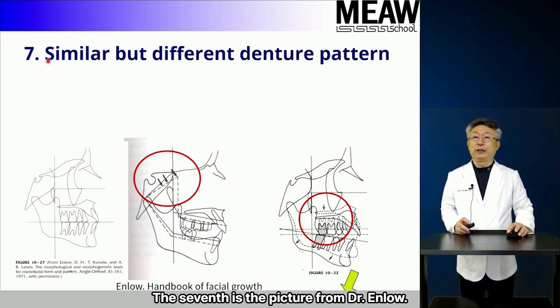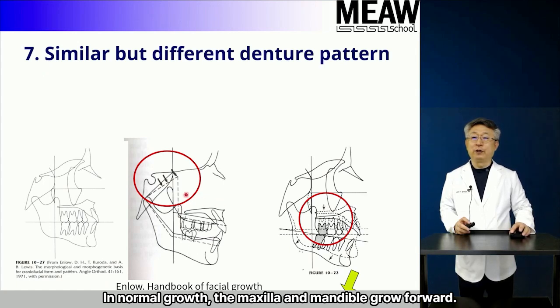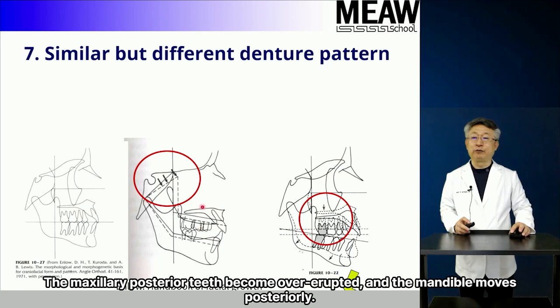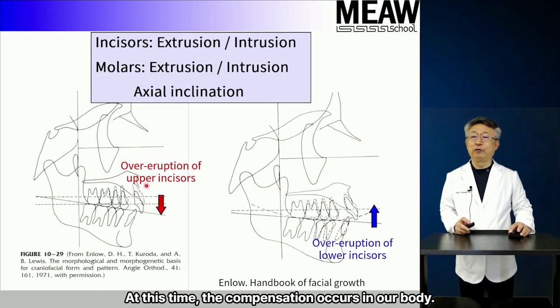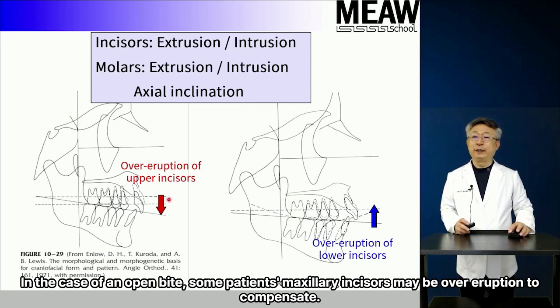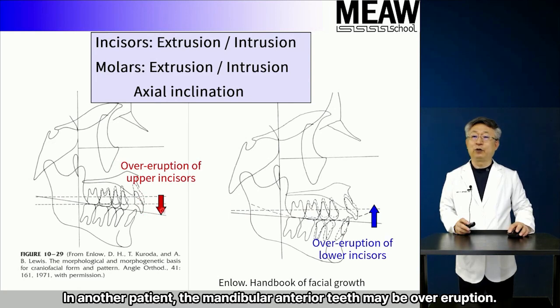The seventh is the picture from Dr. Enlow. In normal growth, the maxilla and mandible grow forward. The maxillary posterior teeth become over-erupted, and the mandible moves posteriorly. At this time, the compensation occurs in our body. In the case of an open bite, some patients' maxillary incisors may be over-erupted to compensate. In another patient, the mandibular anterior teeth may be over-erupted.